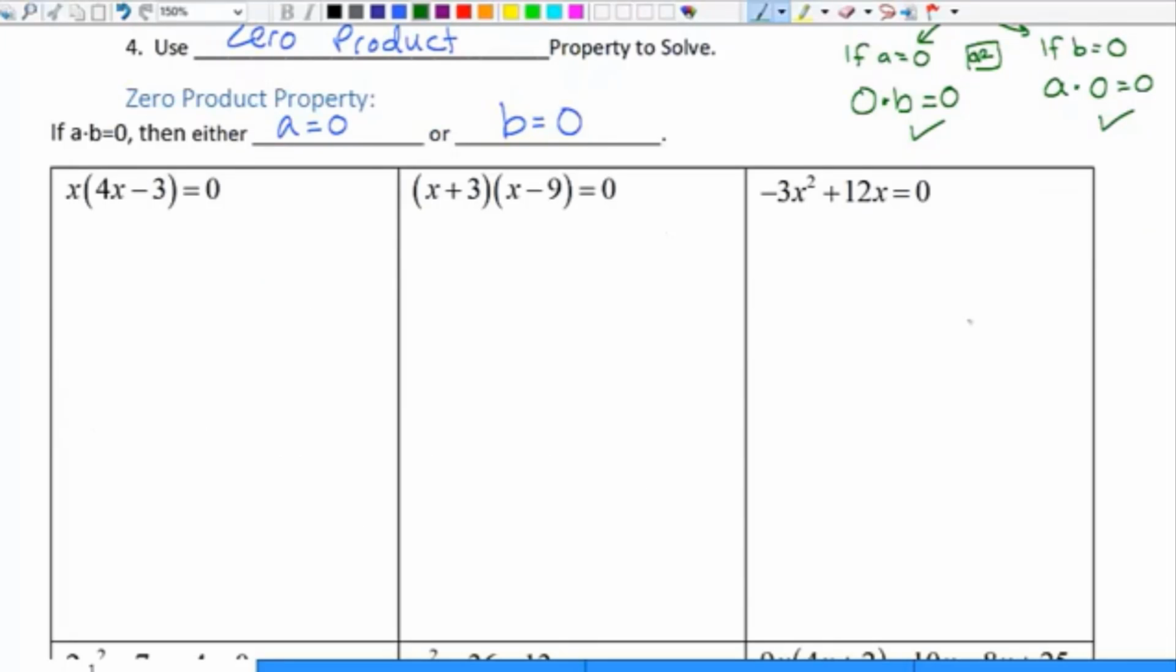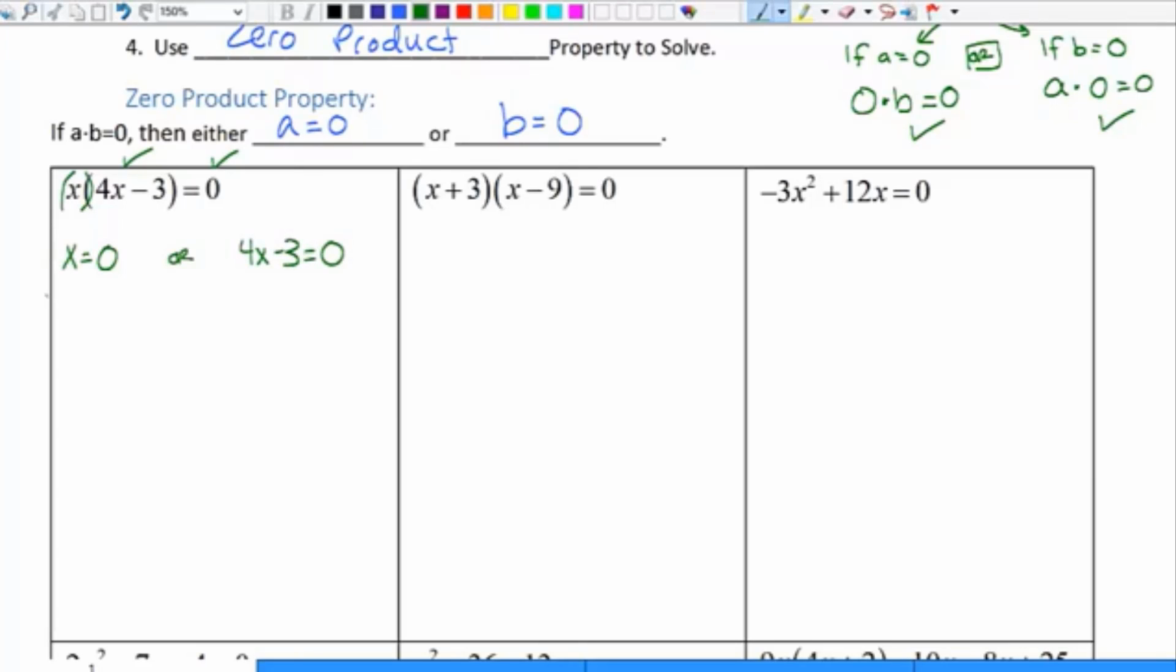So on our first problem, x times 4x minus 3 equals 0. Step 1 says set it equal to 0. Well, it's already equal to 0. Step 2 says to factor it. Check, that's already factored as well. Step 3 says set each factor with a variable in it equal to 0. So there are two factors, the x factor, and that has a variable in it, so I set it equal to 0. And then the other factor, 4x minus 3, also has a variable in it, so I set it equal to 0.